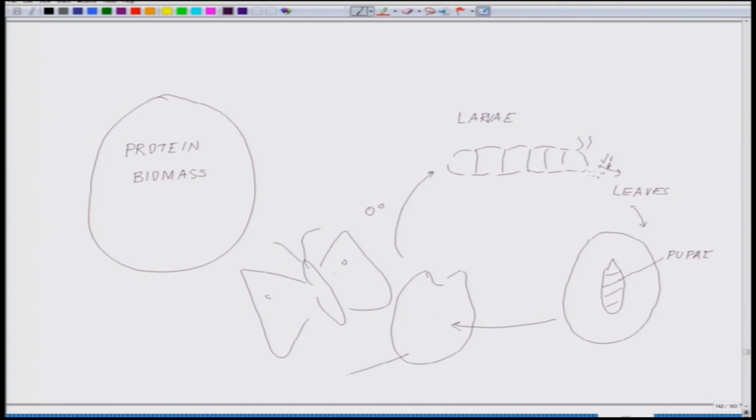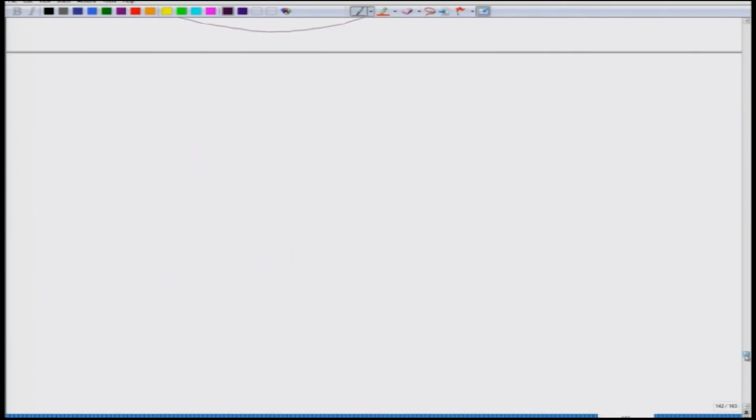So, this structure is nothing but a protein biomass. Now, if you take this protein biomass, the silk cocoon, and pyrolyze it in an argon or nitrogen environment, what you get is something very interesting.